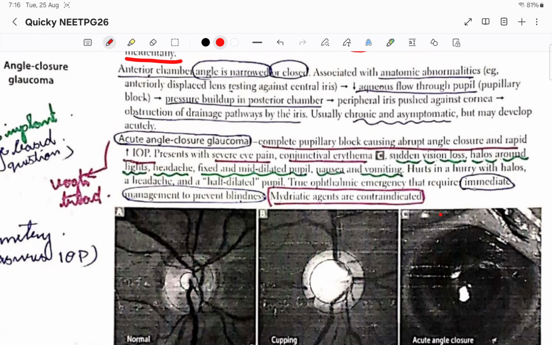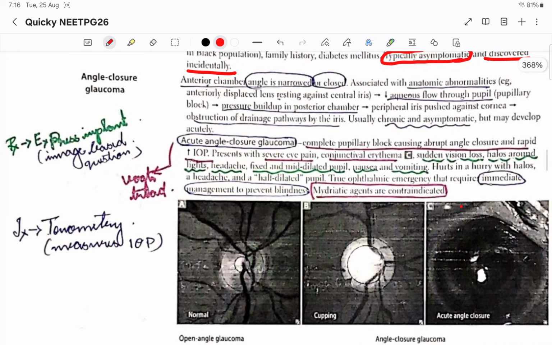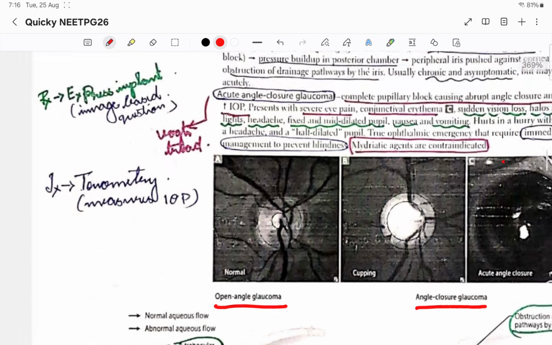That is why we treat acute angle closure glaucoma in an emergency manner. How do we treat it? By avoiding mydriatics. If we give mydriatics, we think it will open the eye and reduce the angle closure. No, the angle is getting closed. If I start dilating the eye, the angle will be even more closed, and it might worsen. That is why we should use miotics. Miotic agents are what we are supposed to use.